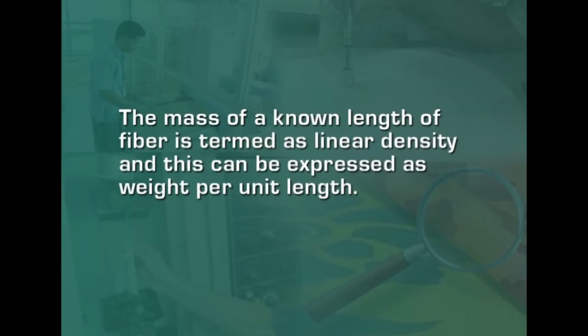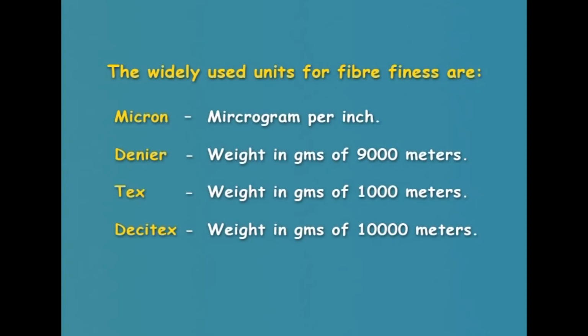The mass of known length of a fiber is termed as linear density and this can be expressed as weight per unit length. The widely used units are micronaire, that is microgram per inch, denier, weight in grams of 9000 meters, tex, that is weight in grams of 1000 meters, decitex, weight in grams of 10,000 meters. The fineness of a fiber is very important as it decides the number of fibers per cross sectional area of a yarn and this decides the yarn strength and irregularity in general.